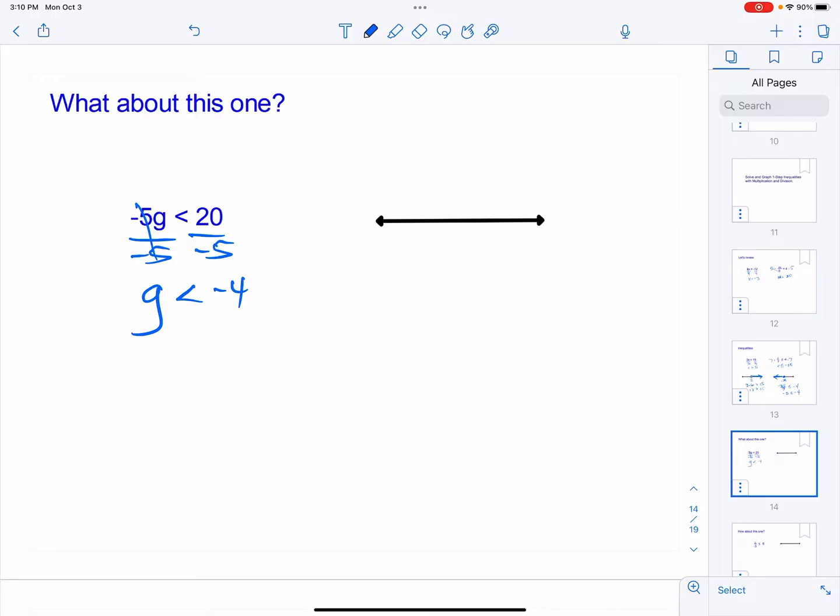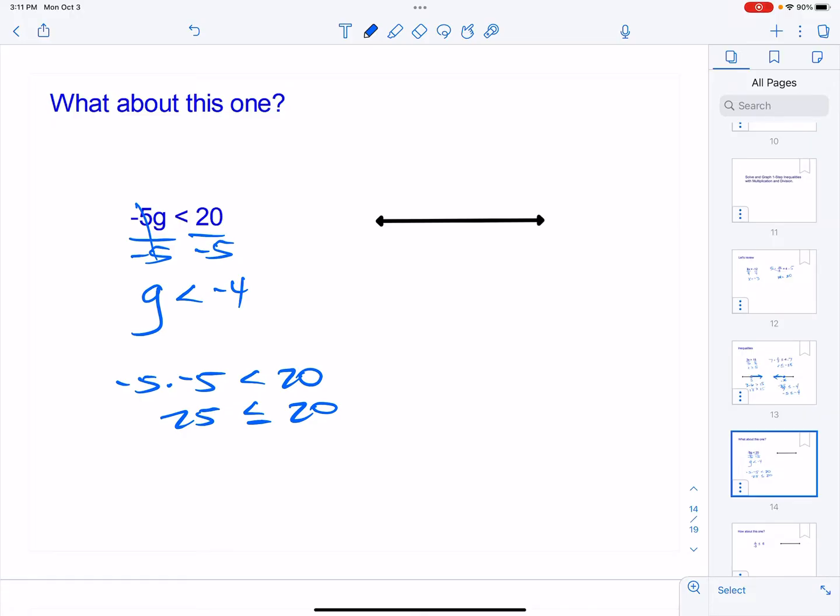So what we need to do is check this to see if this is right. So g is less than negative 4. I need a value that is less than negative 4. Well, a value less than negative 4 is negative 5, so let's try that one. Negative 5 times negative 5, is that less than 20? Well, negative 5 times negative 5 is 25. Uh-oh. Is 25 less than 20? No. But that's the first value that's less than negative 4.